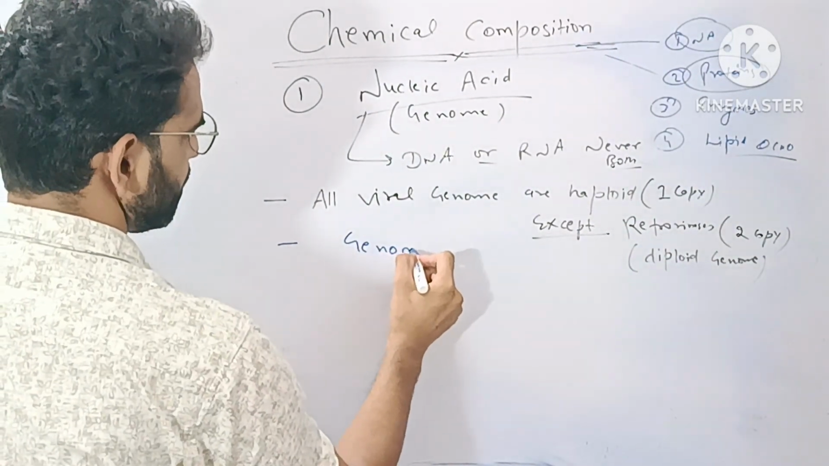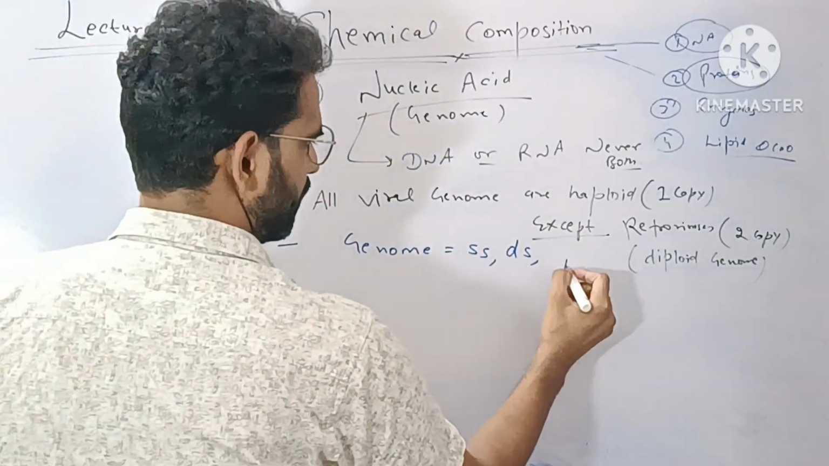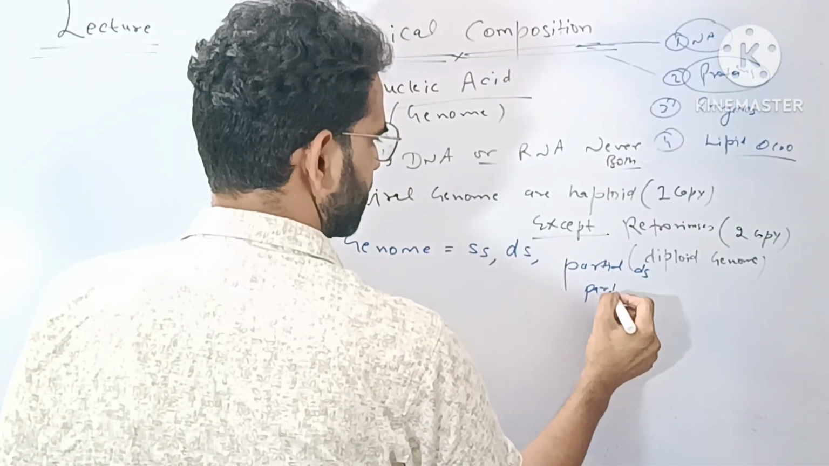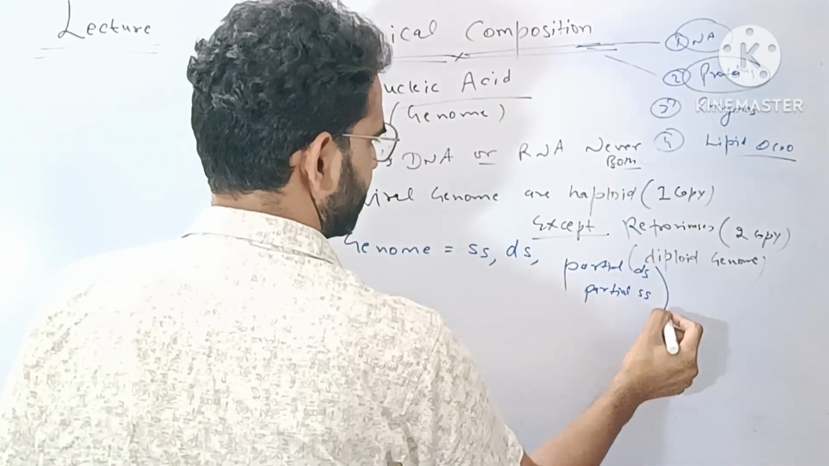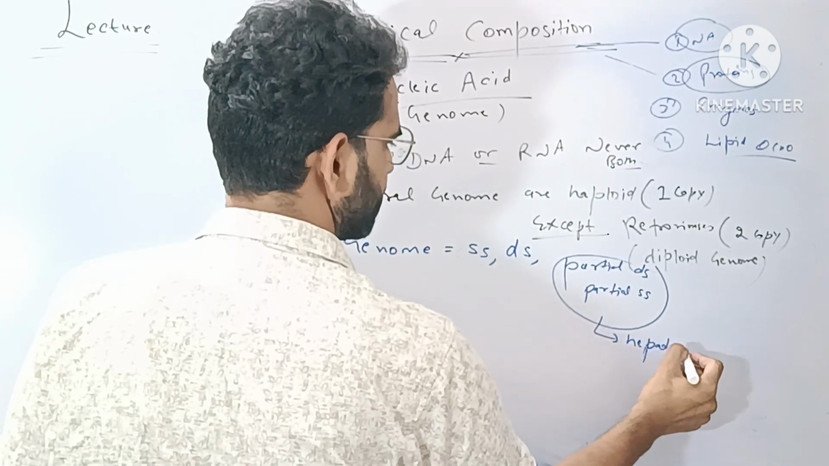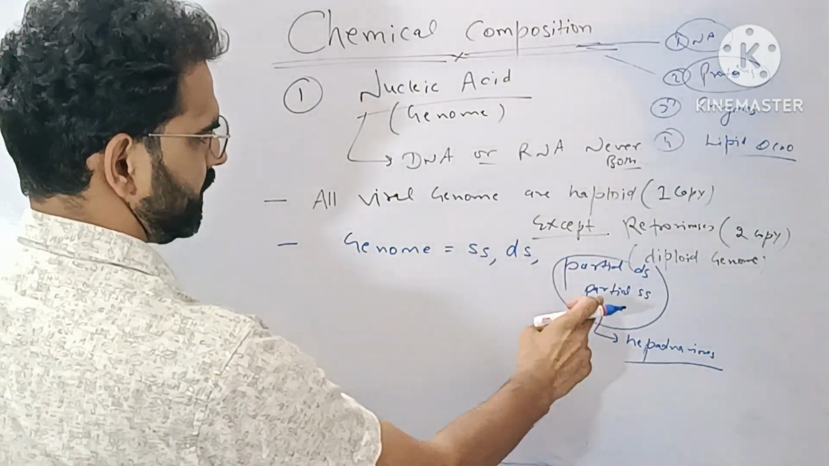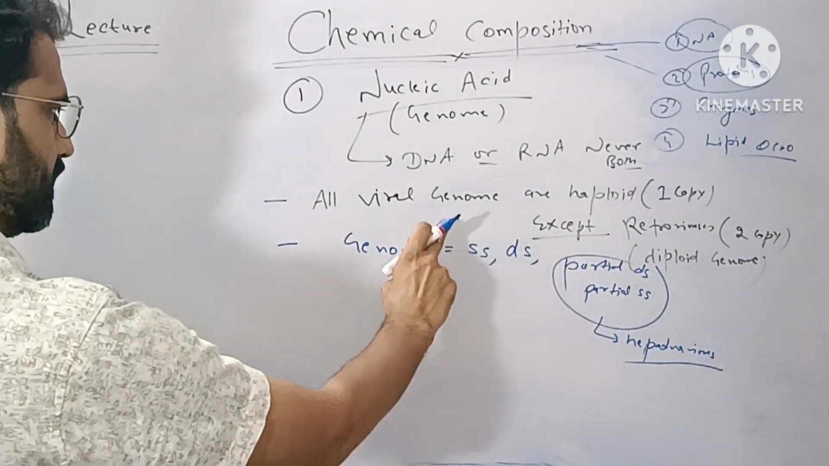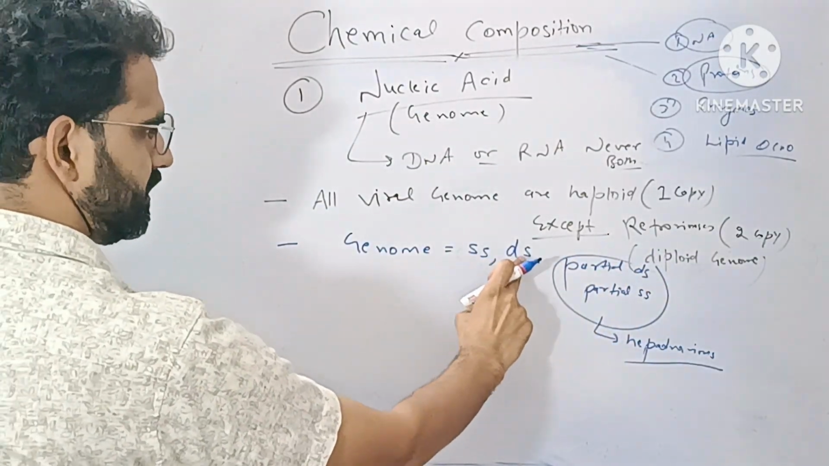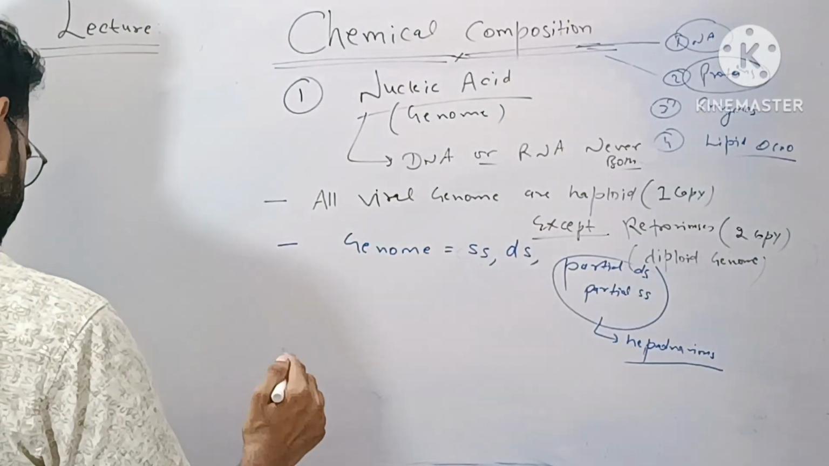This viral genome could be single-stranded, double-stranded, or partial double-stranded and partial single-stranded. And this is present in Hepadnavirus, that is hepatitis B virus or duck hepatitis virus. So haploid and diploid genomes can be single-stranded, double-stranded, or partially double and single-stranded.